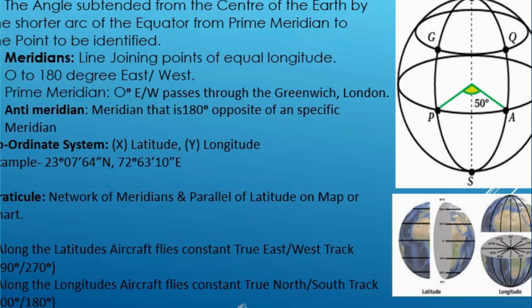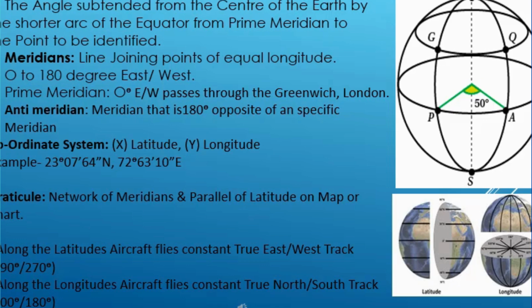After that, we have the graticule. So what is a graticule? A graticule is basically formed when there are two meridians and two parallels of latitude. Any meridians or parallels of latitude make a shape. So here in the picture, we can see the GQAP creating something like a square shape. So they are known as the graticule, and any meridians or parallels of latitude can make it.